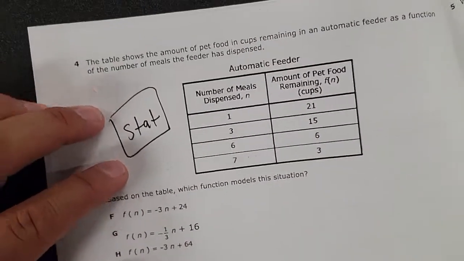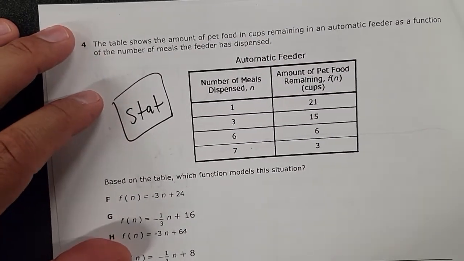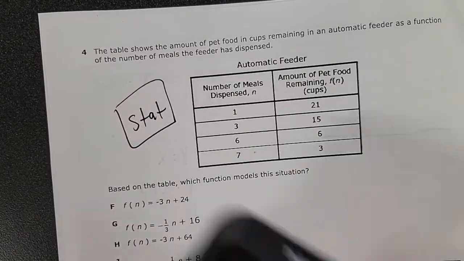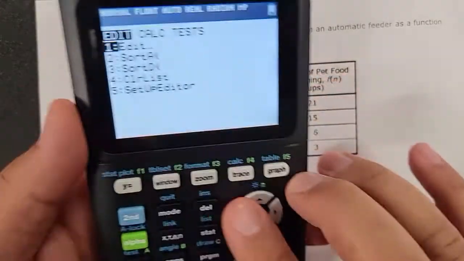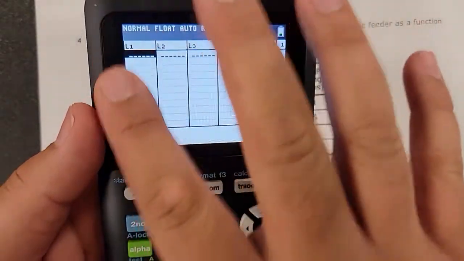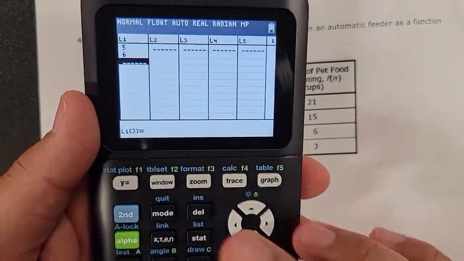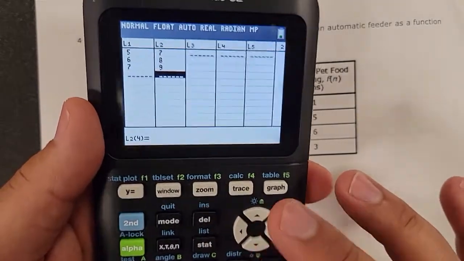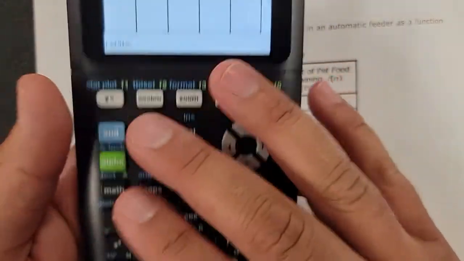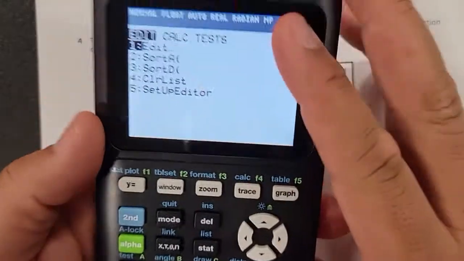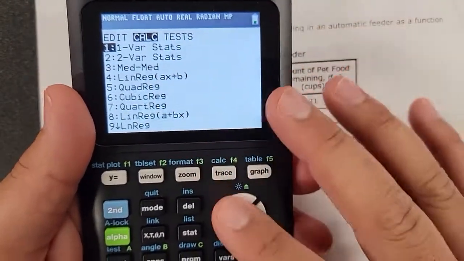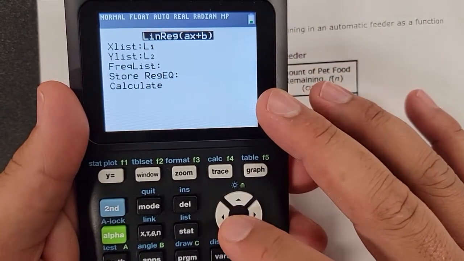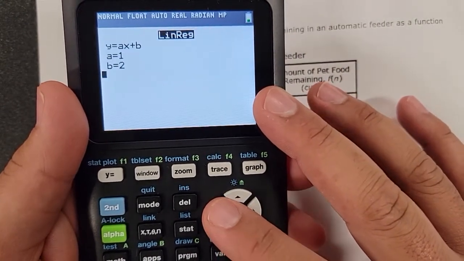For number 4, you're just going to use stat on your calculators. Just in case you haven't seen stat in a while, you put stat, edit, put your numbers in. So let me just put some random numbers in here. Once you're done putting your numbers in, you go back to stat, and then go where it says calculate. Go to the right side. We're hitting number 4, the linear regression, and then we're going to calculate.